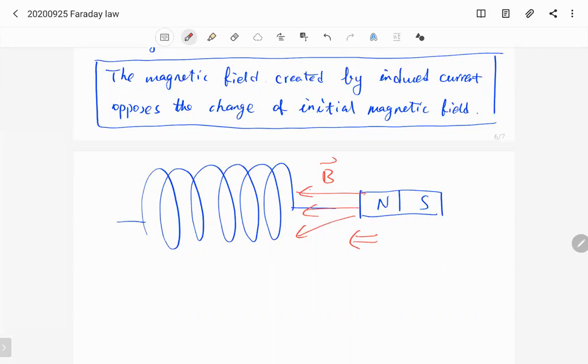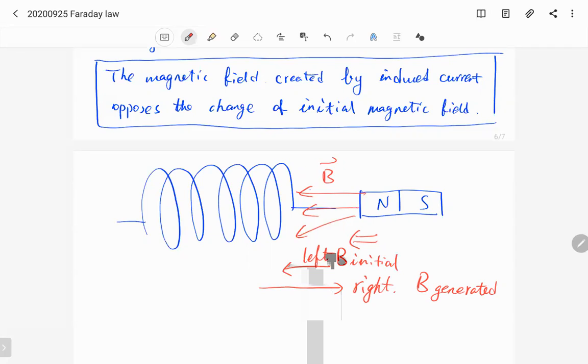The change of the initial magnetic field goes to the left because on the left it increases, right? So the initial magnetic field on the left increases, so the change of the initial magnetic field is to the left. And the generated magnetic field is going to oppose this change, so the generated magnetic field goes right. This is the generated magnetic field, and this is the initial. Okay, so if the generated magnetic field goes right, I use the right hand rule. My thumb goes to the right and my four fingers curl clockwise. So that means the current is clockwise. The current is in this way. So this is the generated current.